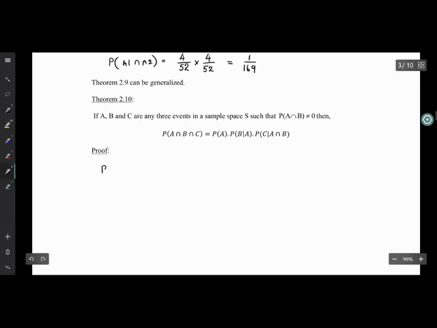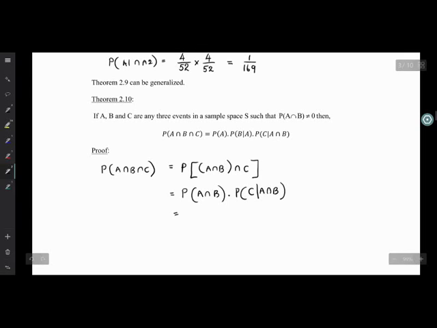So let's start with the left hand side, A intersection B intersection C. We will write this as A intersection B as one component and then C. If we apply the multiplication rule, thinking that this is one event and this is another event, you will end up with probability of A intersection B times probability of C given A intersection B. Now we can consider this as another intersection and apply the multiplication rule, which will be probability of A times probability of B given A.